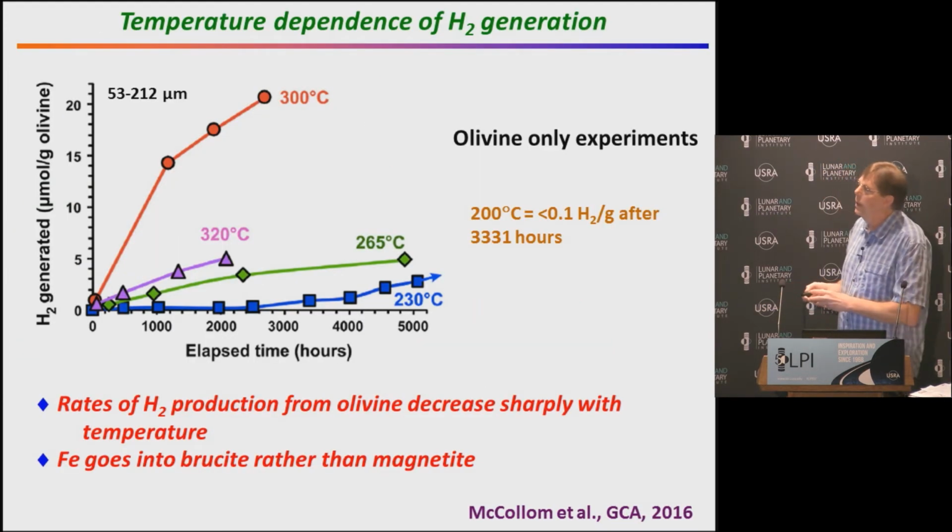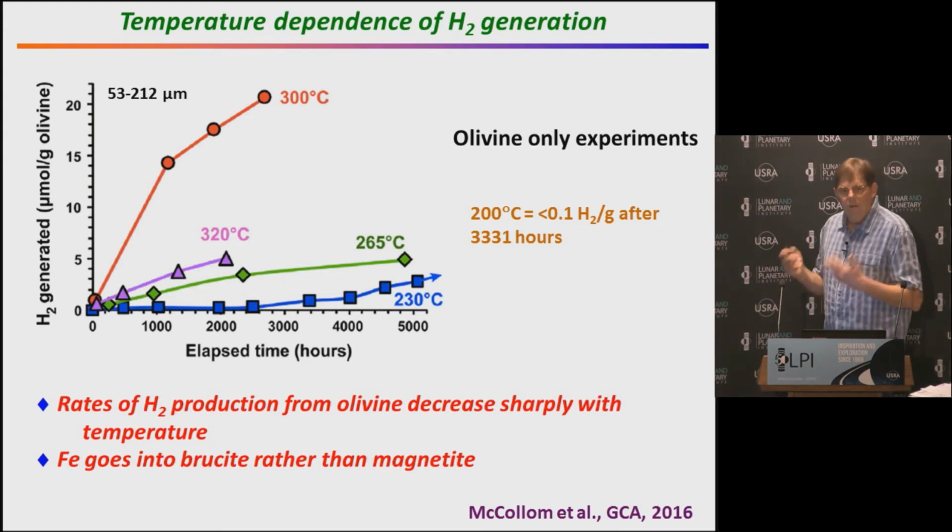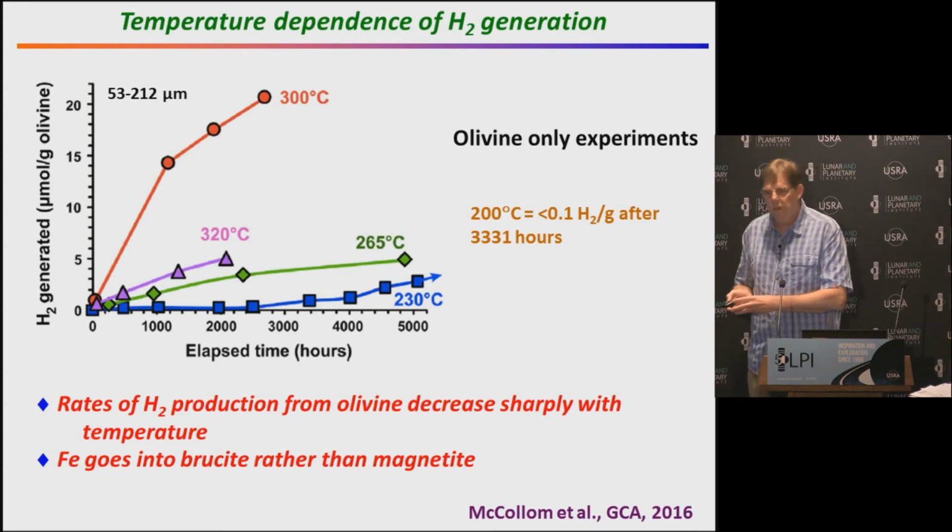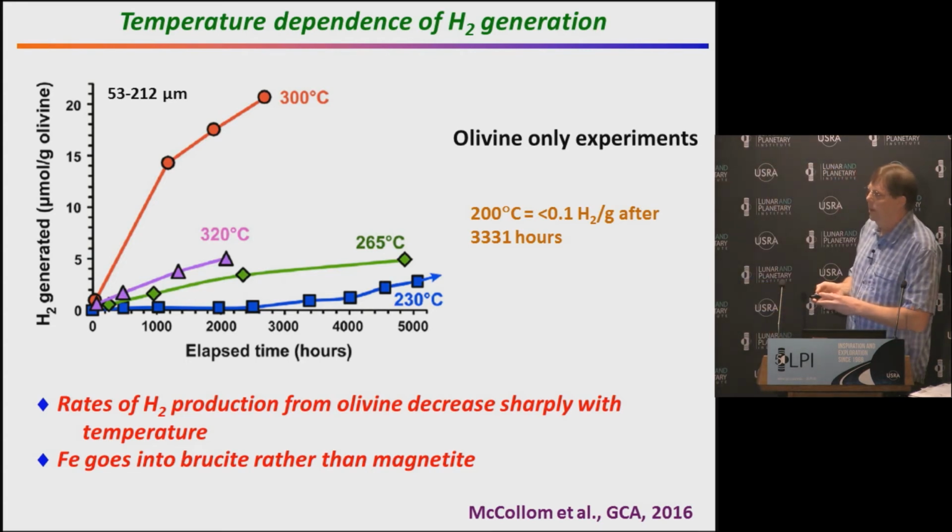So we've also been looking at rates of these kinds of things. So here's hydrogen production as a function of temperature. At 300 degrees, you get a lot of reaction. 265 is less. 230 degrees, even less hydrogen. And by the time you get to 200 degrees C, hydrogen production is so slow that you can't even measure it over year time spans in the lab. This is partly because the reaction is slowing down, but also because as you go down in temperature, iron is being forced into brucite rather than magnetite.